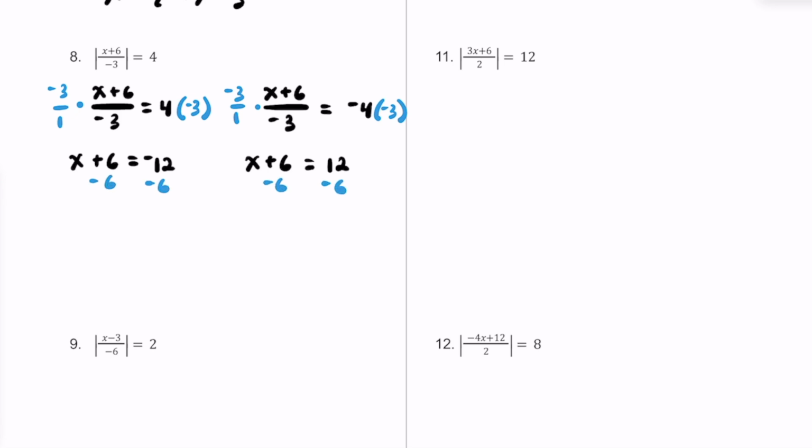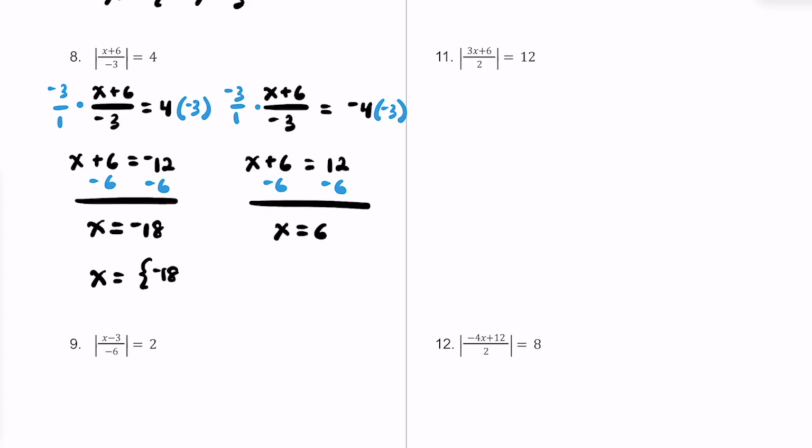sides. Go ahead and subtract. And if we go ahead and do that, for the equation to the left, we're going to get x is equal to negative 18, and the equation to the right, we're going to get positive 6. So our two solutions here are x is going to equal negative 18 or positive 6.